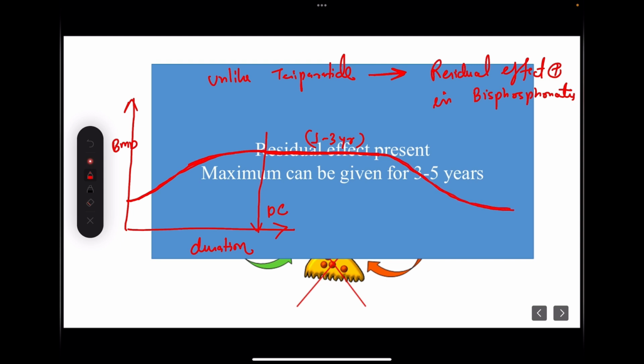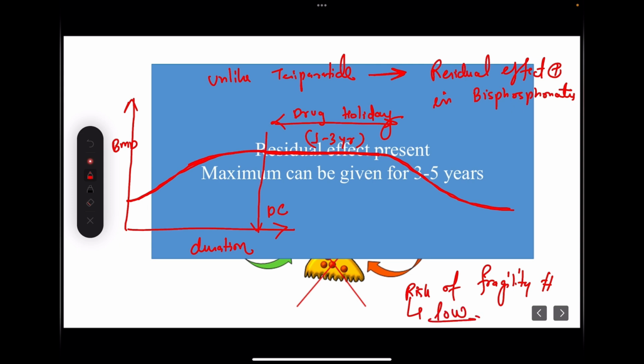So this is the basis for drug holiday in bisphosphonate drugs. During this period, even if we don't give bisphosphonates, the patient will have elevated BMD and the risk of fragility fracture will still be low, even if the patient is not taking any drug. Okay, so this is what we have discussed.